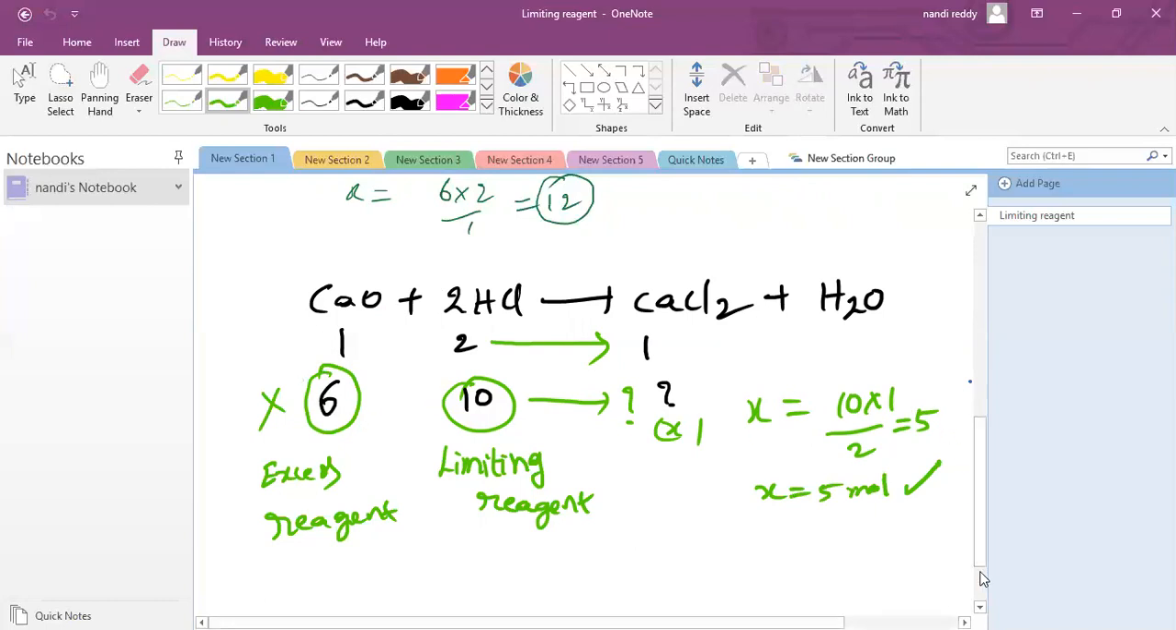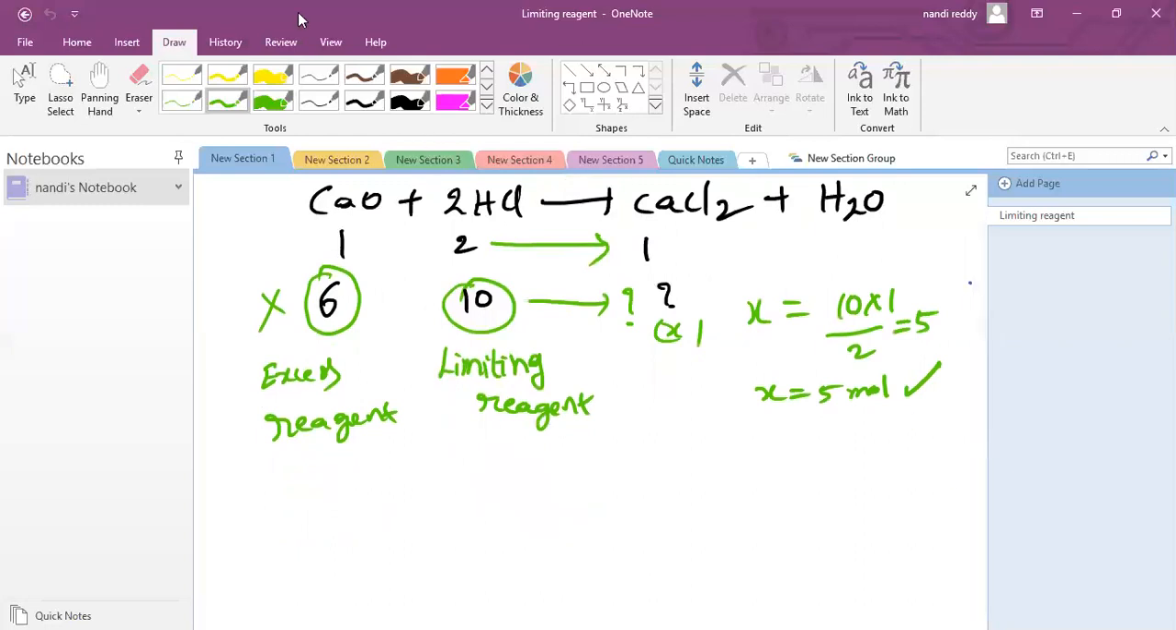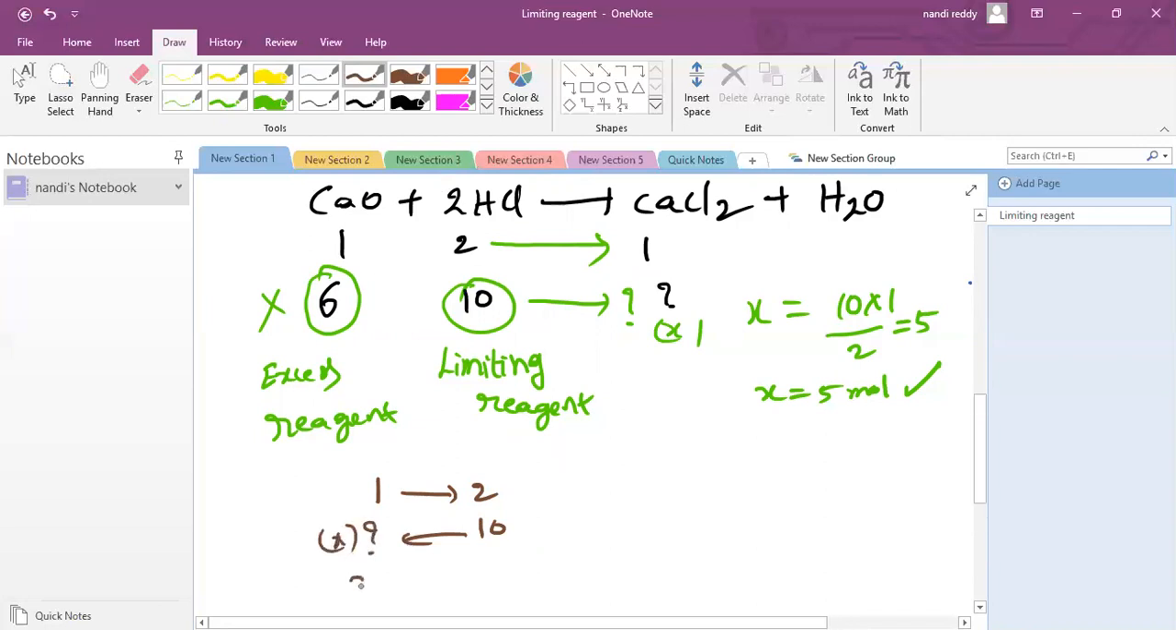Even you can prove the excess reagent with simple stoichiometry also. Suppose 1 mole of CaO requires 2 moles of HCl. Is it clear? Then 10 moles of HCl require how many moles of CaO? I can find X. X equals 10 into 1 by 2, nothing but 5 moles. We need 5 moles, but they gave 6 moles. So this is more than the requirement, and that we call the excess reagent.